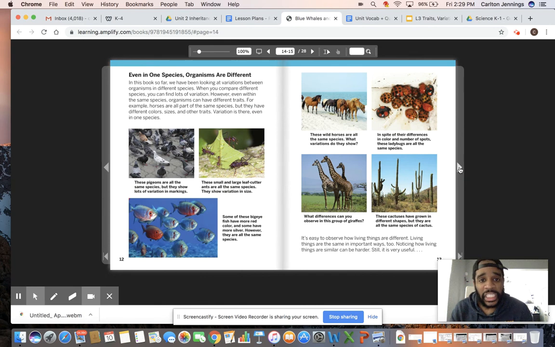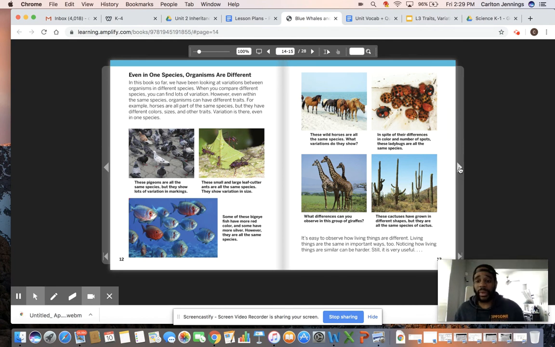Even in one species, organisms are different. In this book so far, we have been looking at variation between organisms in different species. When you compare different species, you can find a lot of different variations. However, within the same species, organisms can have different traits. For example, horses are all part of the same species, but they have different colors, sizes, and other traits. Variation is there even in one species.